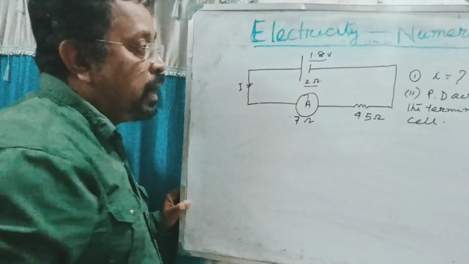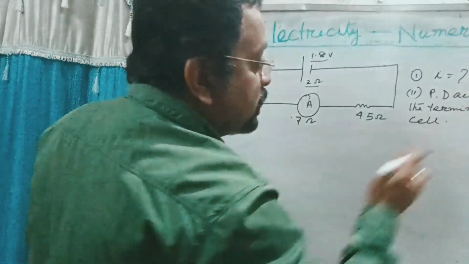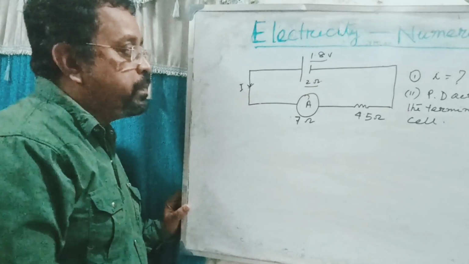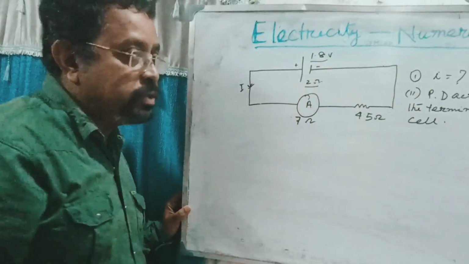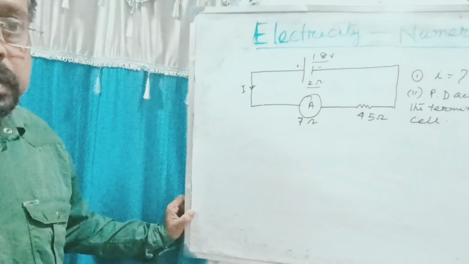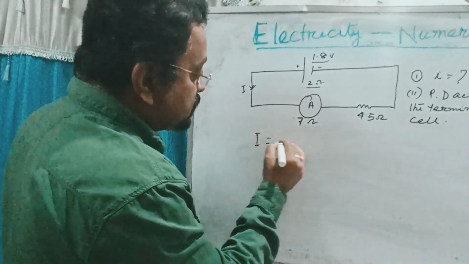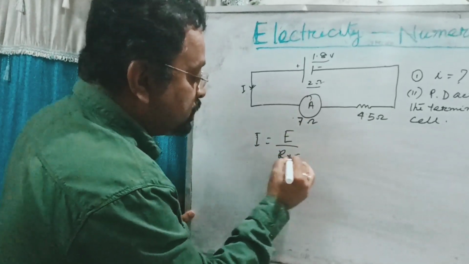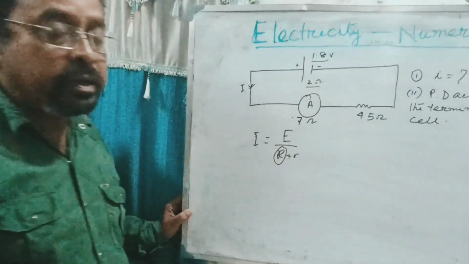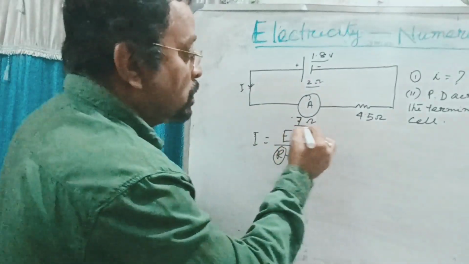That is the first one. And second, you have to find what is the potential difference across the terminal of the cell. That means from here to here, what is the potential difference? How to find it out? Now what formula do we know? We know, we have discussed, I is equal to E divided by R plus r. What is R here? R is your external resistance.